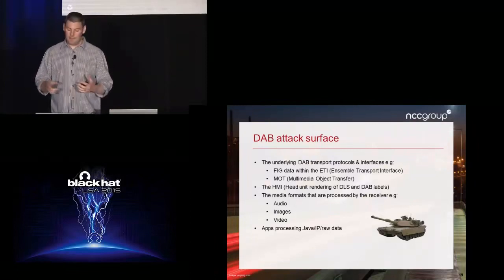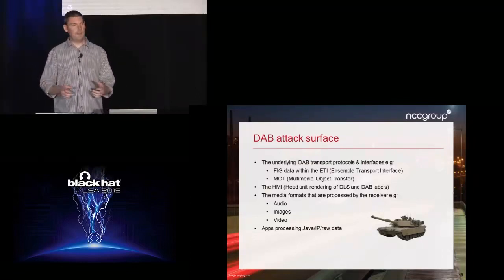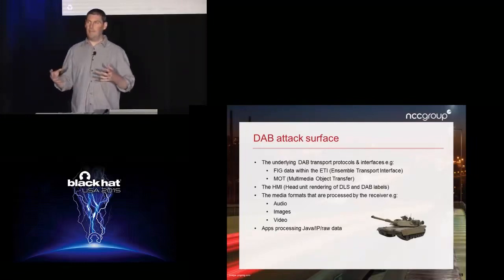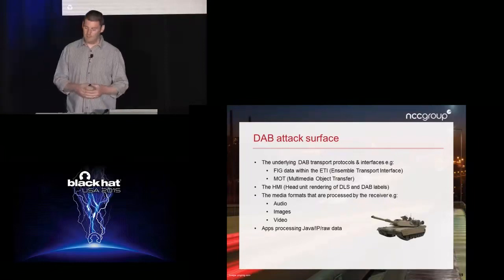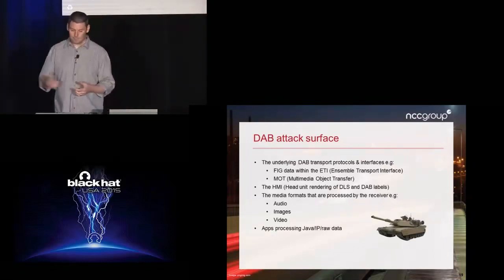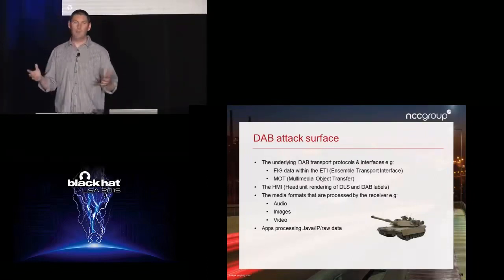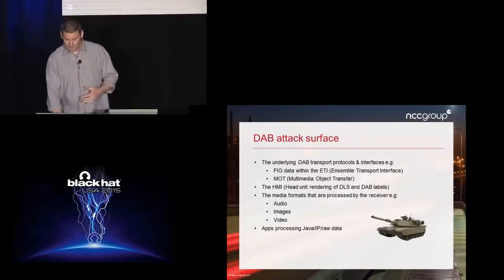Looking at the DLS and DAB labels that I mentioned, those get rendered by the head unit and displayed. Now, a lot of these modern infotainment systems will render text in different ways, and depending on how that text is being processed, as I'm sure a lot of you will be aware, when you're rendering a data stream, there's a whole range of potential vulnerabilities there, from things like script injection bugs to format string bugs, all those kinds of things. So that's obviously an interesting area to look at.